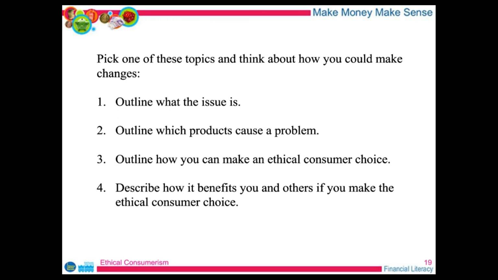So I'd be really, really interested to see the work that you've produced. You can do it in poster format. You can do it in your exercise books, or you can do something, again, video, podcast, whatever you would like. I'd love to hear what you found out and how you feel about some of these issues.